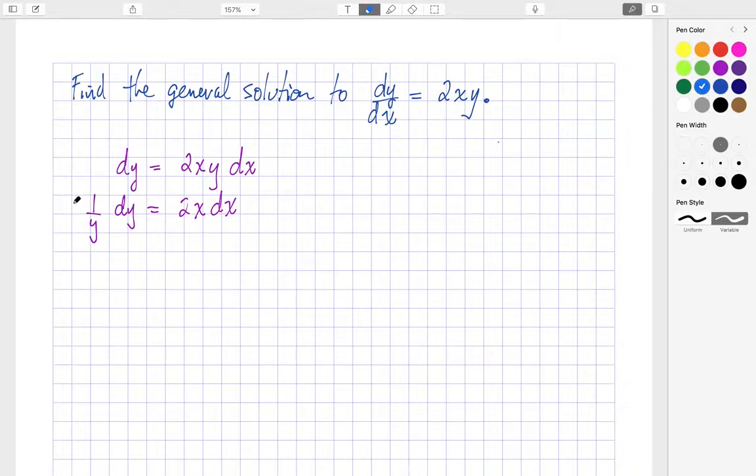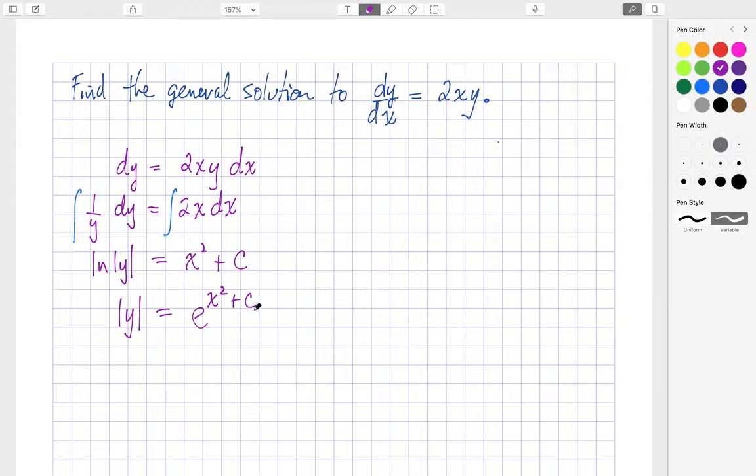So if I integrate both sides like this, I get that the left side is just ln absolute value y, and on the right-hand side, the antiderivative of 2x is just x squared plus some arbitrary constant. If I want to get this expression isolated for y, I would say the absolute value of y is e raised to the x squared plus this arbitrary constant.